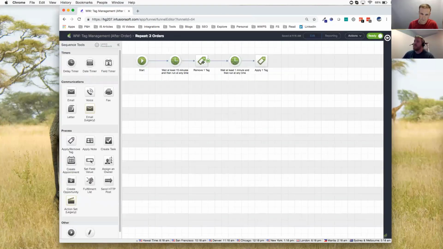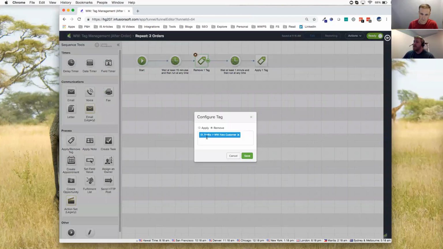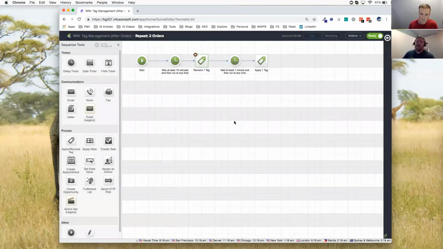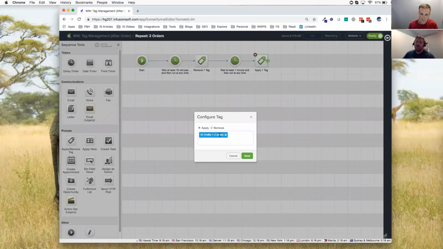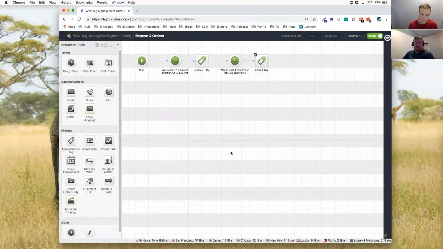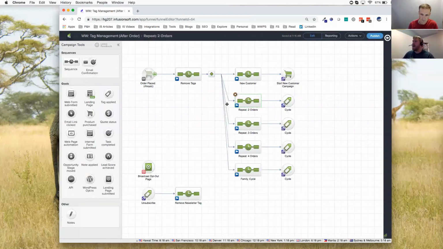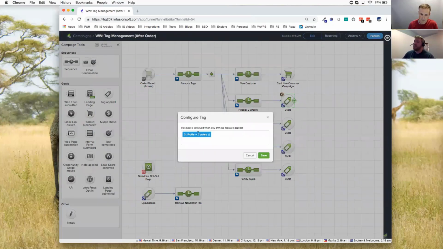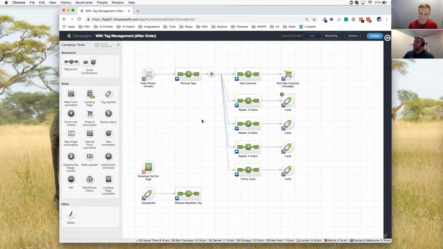So here, just giving a little timing, I am removing the new customer tag. So they're no longer a new customer. They've interacted with me more than once. And then I'm applying a 2 orders tag here. So now I can segment between a new customer and someone that has come back at least twice. And then again, this is just pulling them out, the 2 orders. So I won't get any further into this portion of it. I'm just cycling people through.